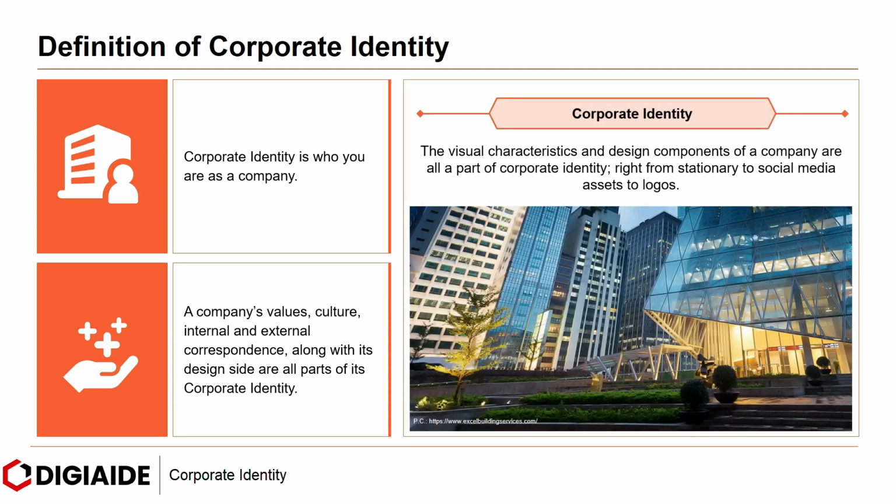The visual characteristics and design components of a company are all part of corporate identity, right from stationery to social media assets to logos. Although part of it, corporate identity isn't about just the visual icon of logos. It is a culmination of everything ranging from stationery to staff uniforms and everything in between: the product packaging, social media assets, billboard ads, office signage, etc.